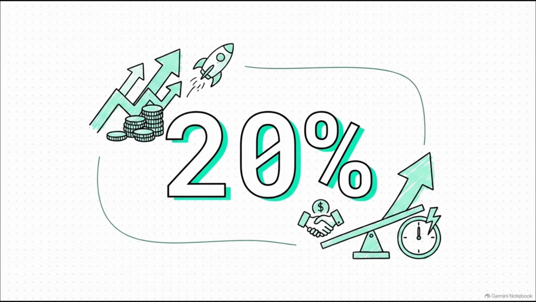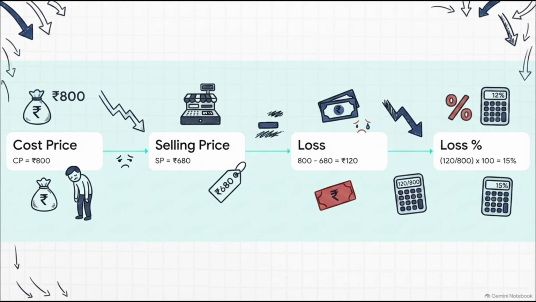Translating raw numbers into percentages like this gives us a universal metric. It lets us truly measure how efficient a deal was. Now, let's look at the flip side and contrast that with a loss scenario. Imagine your initial cost price is 800 rupees, but the selling price only ends up being 680. That's a raw loss of 120 rupees. To find the percentage, put that 120 over our starting 800, multiply by 100, and that calculates out to a 15% loss. It definitely stings, but hey, the math doesn't lie.